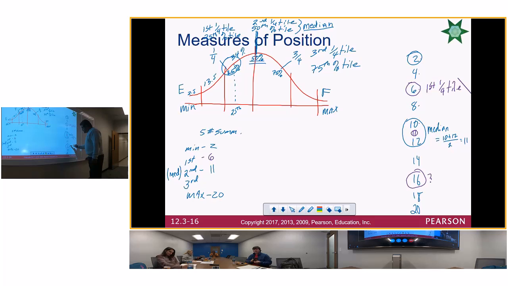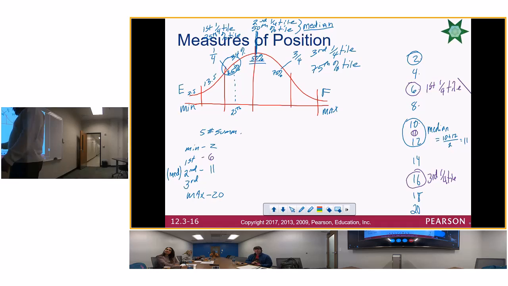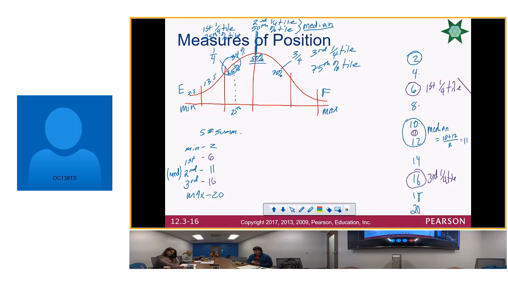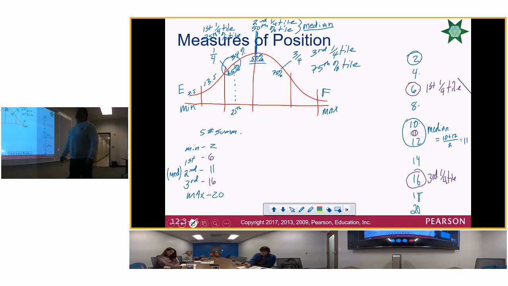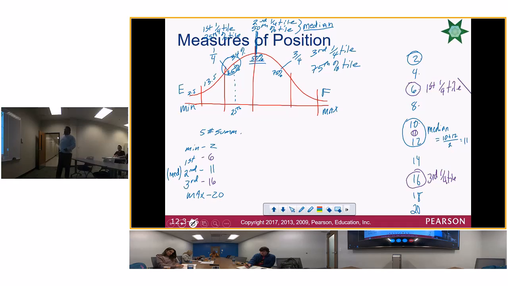That's your third quartile. The third quartile is 16. So that goes right here. And that's how you find the 5-number summary. Now, what do you do with the 5-number summary? You make a box plot.